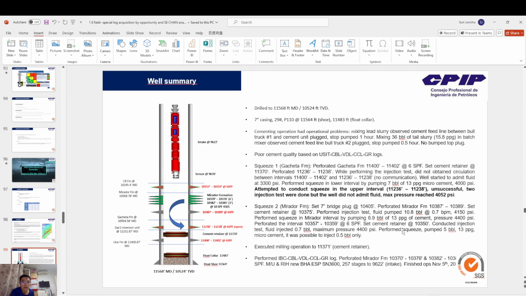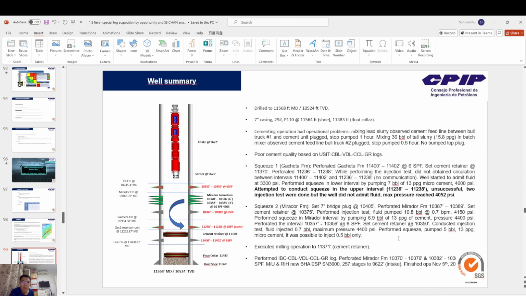Perforated the interval 10,357 and 10,359 at 6 SPF. Set cement retainer at 10,350 feet. Conducted the injection test. Fluid injection 0.7 barrel. Maximum pressure of 4,400 psi. Performed squeeze. Pumped 5 barrels of 13 ppg micro cement. It was possible to inject half a barrel only.